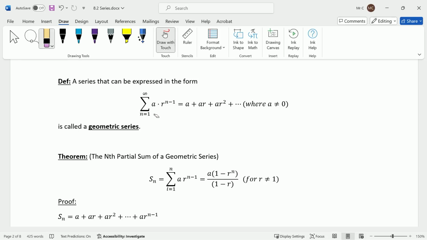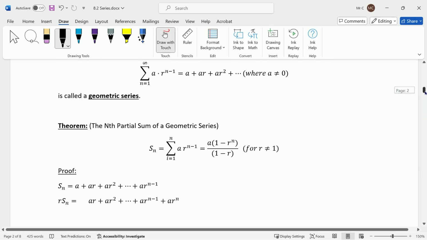So a definition: a series that can be expressed in the form, the sum from n equals 1 to infinity of a times r to the n minus 1, which looks like a plus ar plus ar squared plus ..., where a is not 0, is called a geometric series. So now we're going to take a look at what the partial sums for that geometric series look like.